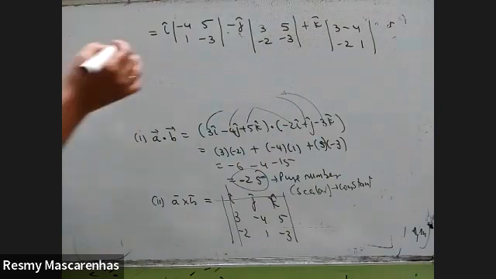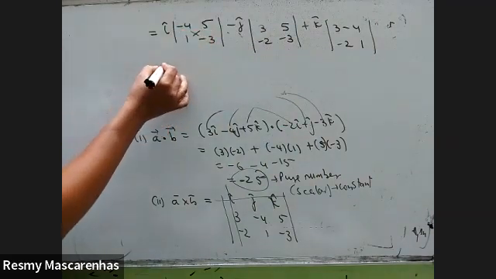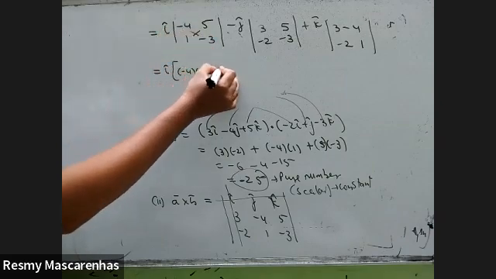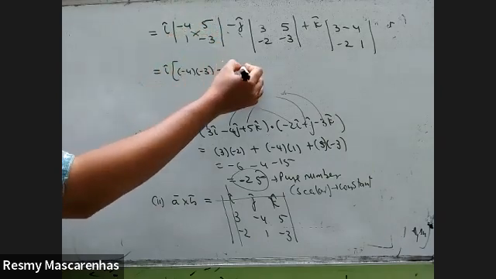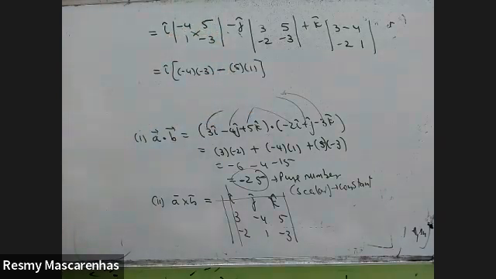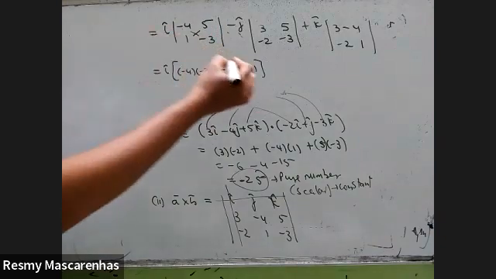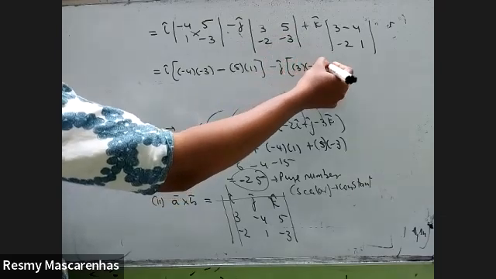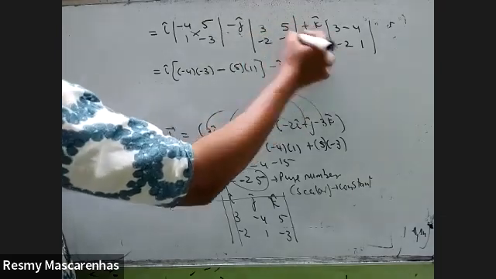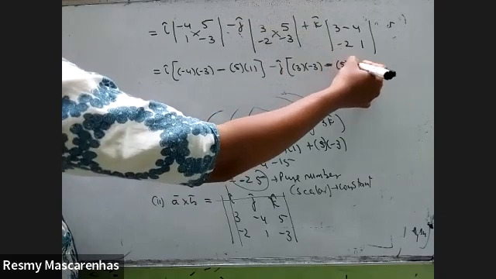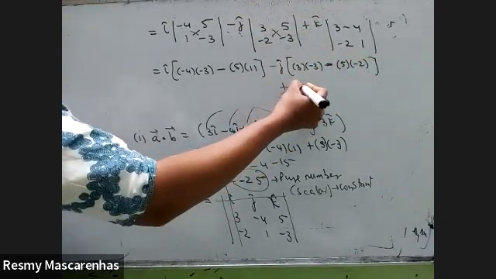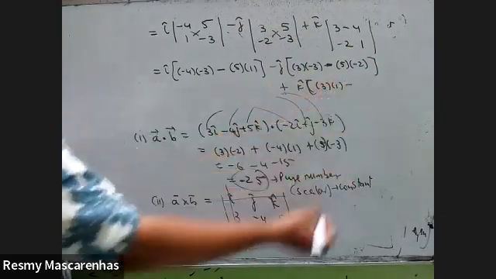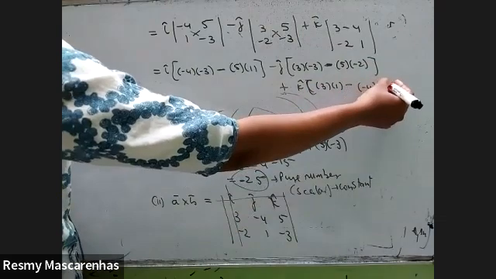Now we need to cross multiply. Minus 4 into minus 3. Middle sign is always minus. 5 into 1. Then minus J. 3 into minus 3. Middle sign is always minus. Then 5 into minus 2. And then K times 3 into 1 minus minus 4 into minus 2.